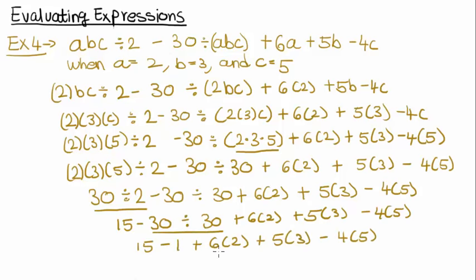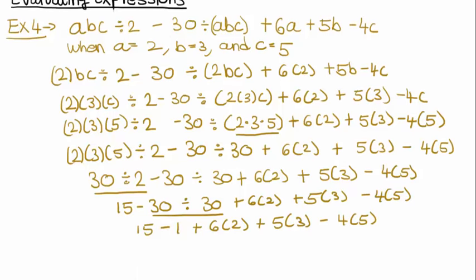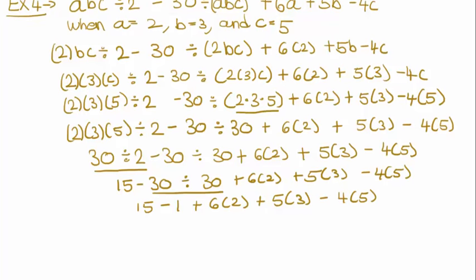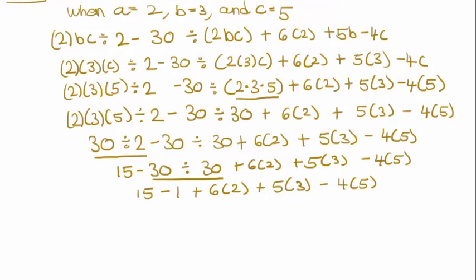I have 3 products that are remaining to be evaluated in this numerical expression. 6 times 2 is 12, 5 times 3 is 15, and 4 times 5 is 20. So I will evaluate them simultaneously, and I will get the following numerical expression.